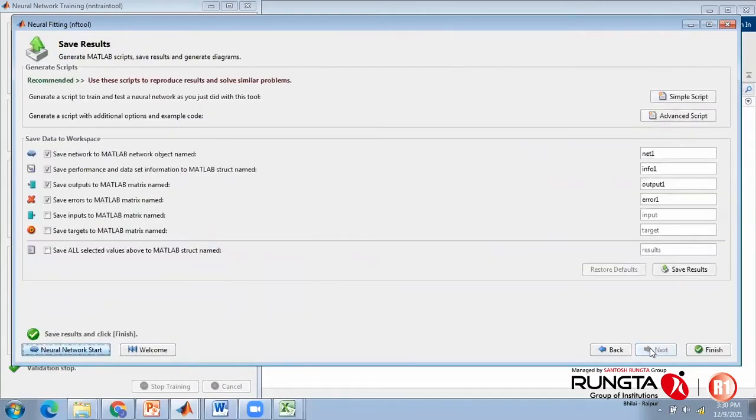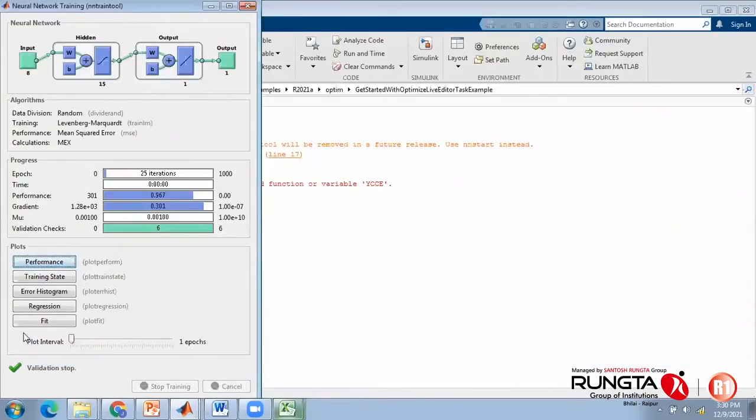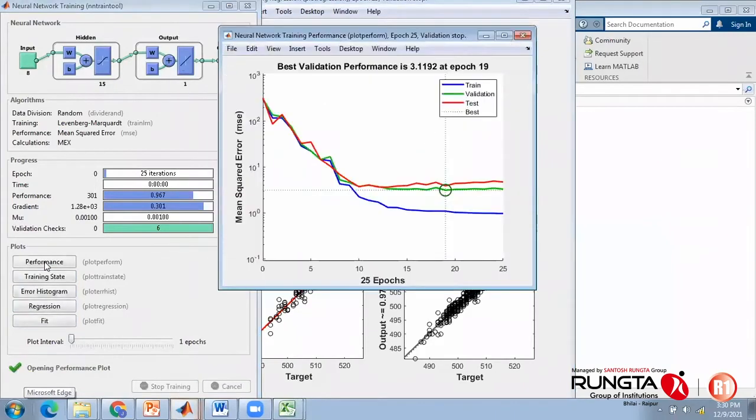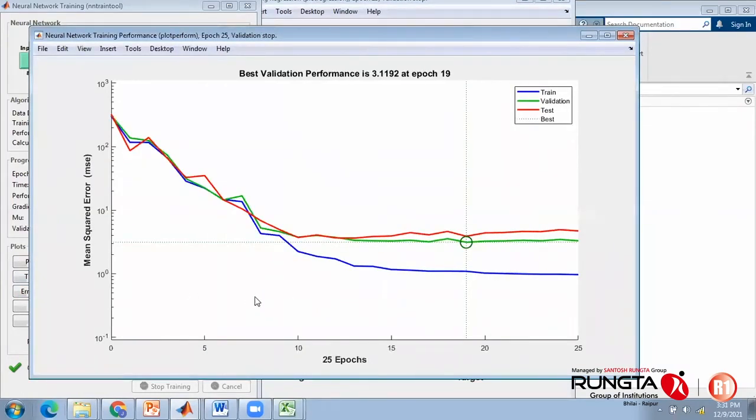Then finish it. Let me check the regression now. 0.9823, improved a bit. Yes, sir, the last was 0.96 something. Now this is 0.9823. Let's check the MSE. MSE also improved. Last time it was 4 point something, now it improved to 3.11. Correct? Yes, that means improvement is possible.